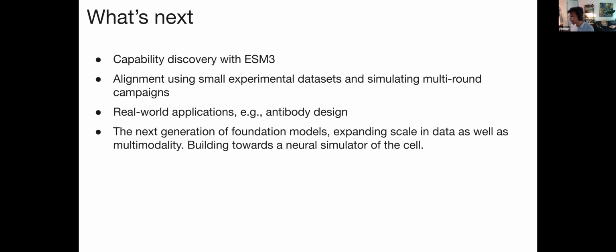Is immunogenicity something you've looked at in function? Yeah, we haven't looked at immunogenicity yet. It's obviously something that we're very interested in looking at.